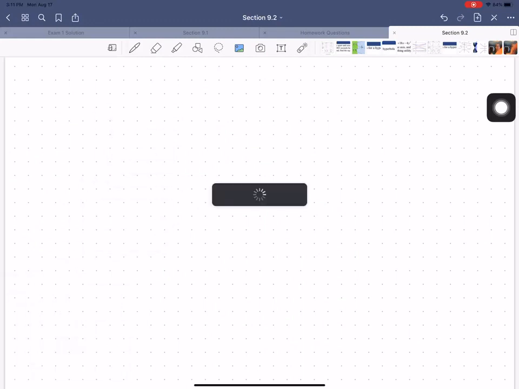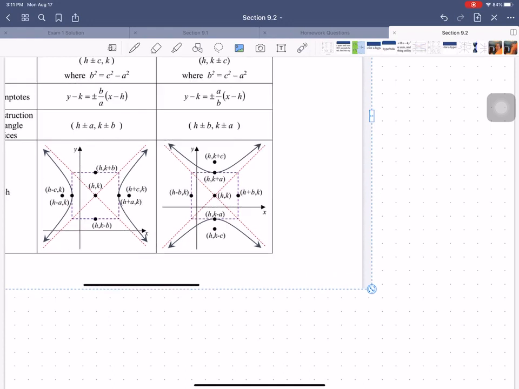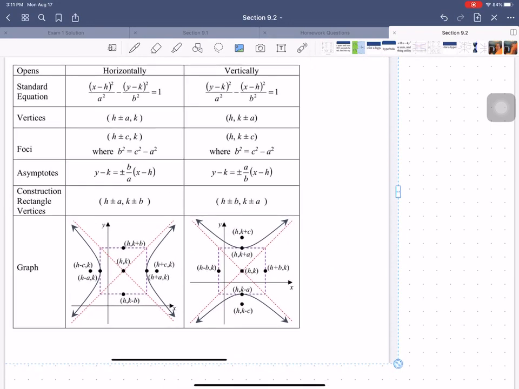So this is your standard. This is all the information you need for hyperbolas. It's in your textbook. You can go get it and reference it throughout your work on this course. And it's a good thing to know where to find for when you encounter hyperbolas again. All right, so let's get to doing some work. I'll be back in a minute.